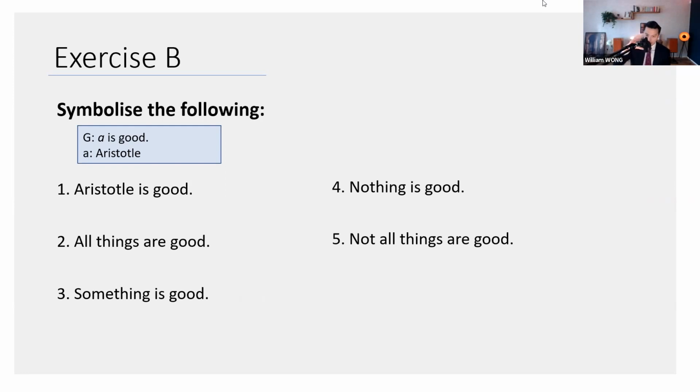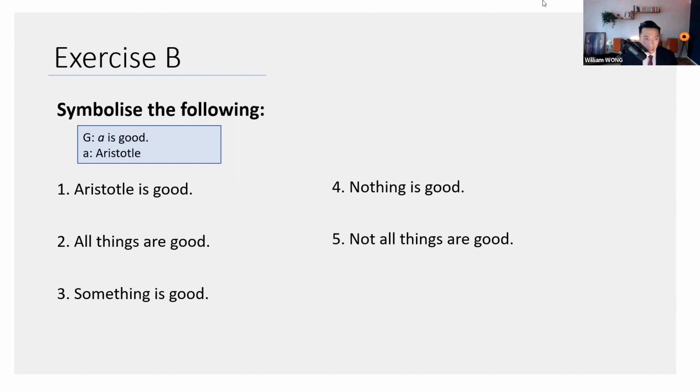Okay, 50 more seconds. This is actually kind of straightforward. Okay, so I think here the test is just your familiarity with names versus variables, and maybe some quantifiers. Okay, so it doesn't matter if you haven't finished. Let's take a look together.